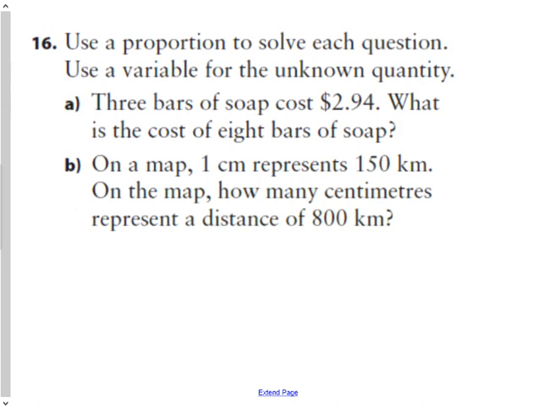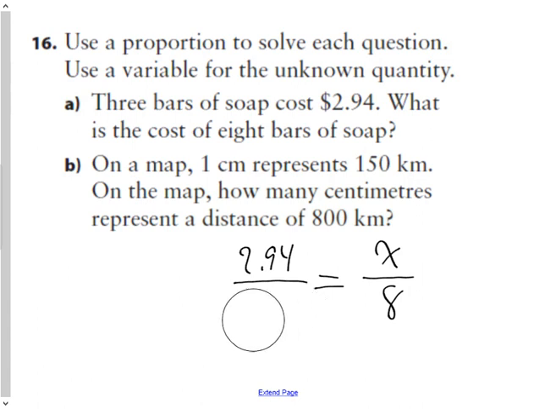Your next question says use a proportion to solve each question. Use a variable for the unknown quantity. 3 bars of soap cost $2.94. What is the cost of 8 bars? So $2.94 for 3 bars is proportional to how much for 8? Since 3 times whatever, it does not work out well. So for this one, we could solve it one of 2 ways. We could figure out the multipliers, but that's not the easiest way, because it's difficult to figure out what 3 times what is 8. An easier way would be to figure out what 1 bar is. So I could take $2.94 and figure out what 1 bar is, and then figure out what 8 bars is.